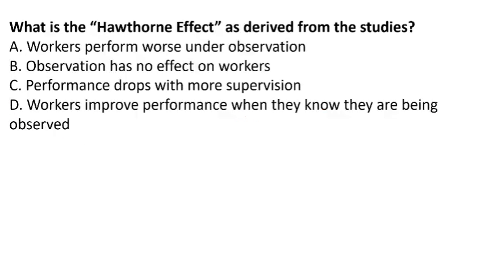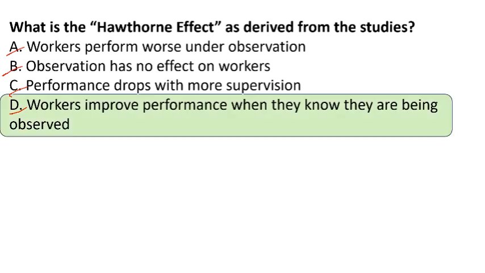What is the Hawthorne effect as derived from the studies? A. Workers perform worse under observation. B. Observation has no effect on workers. C. Performance drops with more supervision. And D. Workers improve performance when they know they are being observed. Okay, so the right answer is option D. The Hawthorne effect derived from the studies: workers improve performance when they know they are being observed.